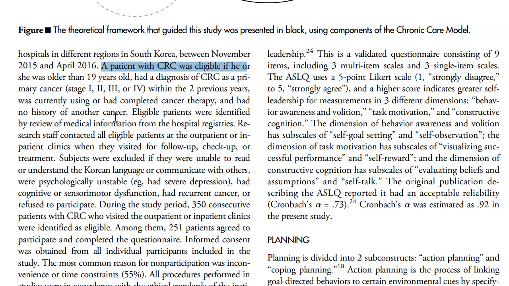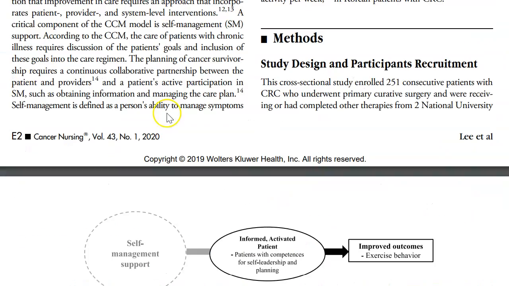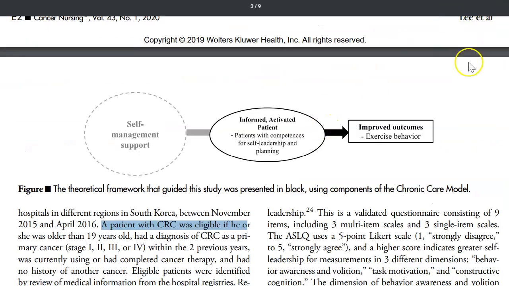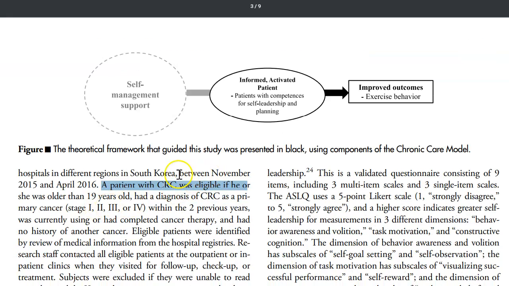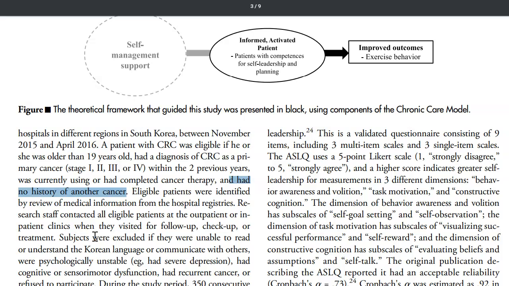So the inclusion criteria was the patients who had come into one of these two hospitals between these dates, who had CRC, who is 19 years old, male or female. So their diagnosis was in the last 2 years, and they were either currently on or had completed their cancer therapy. And then an exclusion criteria was history of other cancer. So that's your inclusion exclusion criteria.